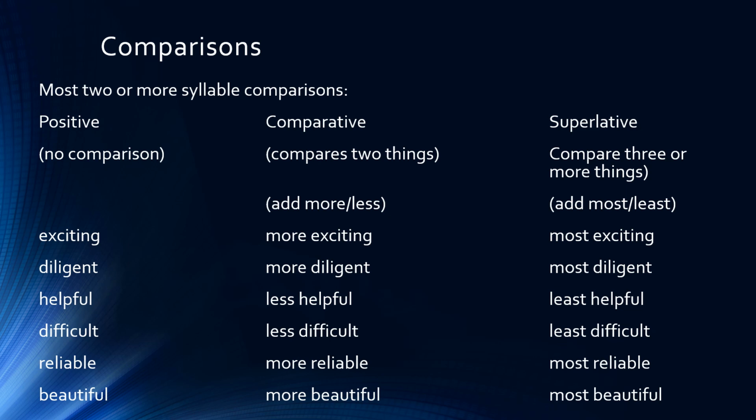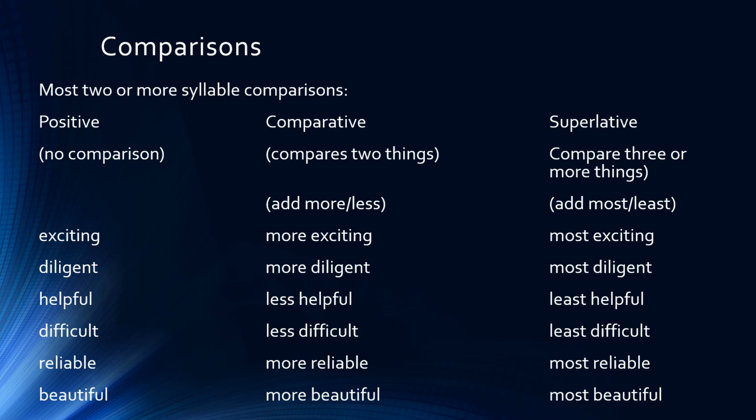When we think about comparing things by using adjectives, there are three different categories: positive, comparative, and superlative. Now, in the positive use of our adjectives, there is no comparison. And we have a list here: exciting, diligent, helpful, difficult, reliable, beautiful. There's no comparison there. It's just stating that something is exciting, someone is diligent, there was a helpful person, this was the most difficult task.